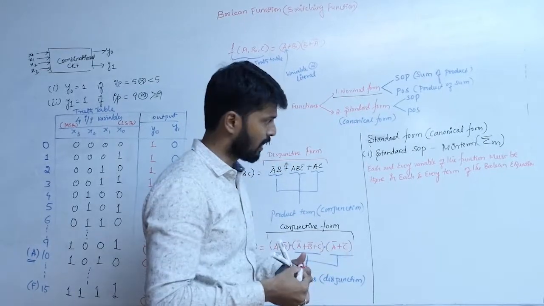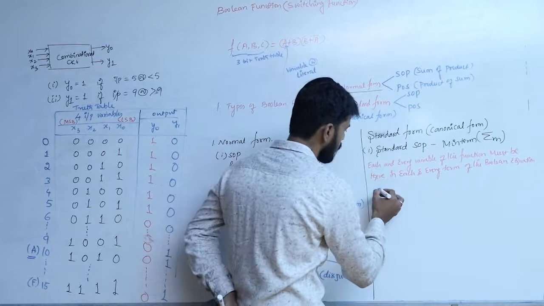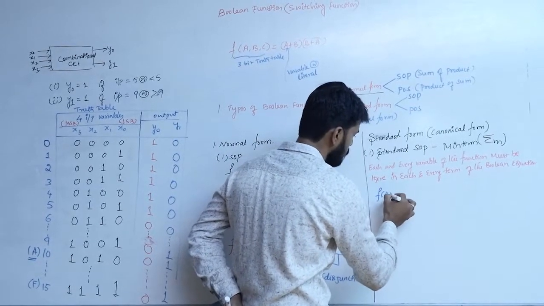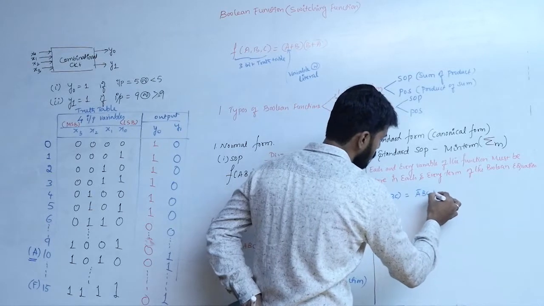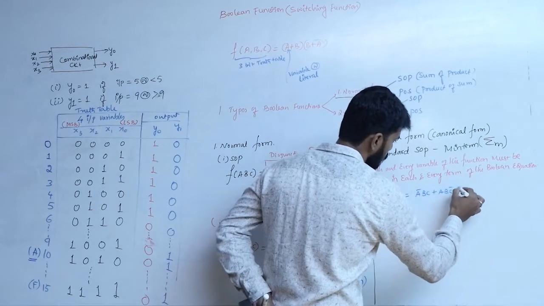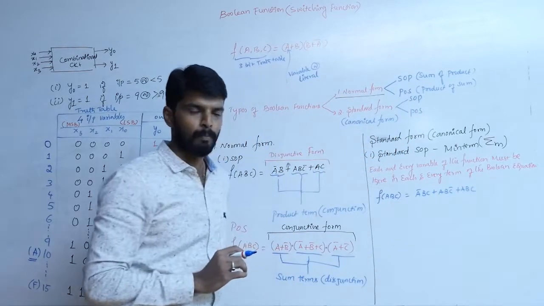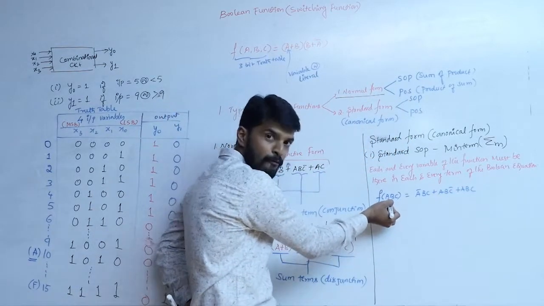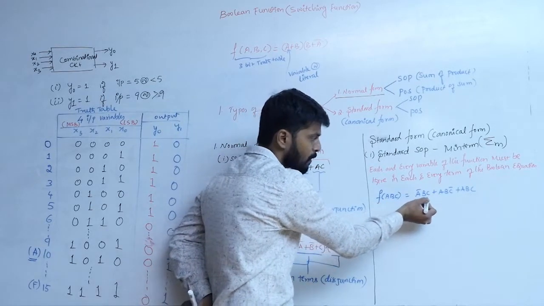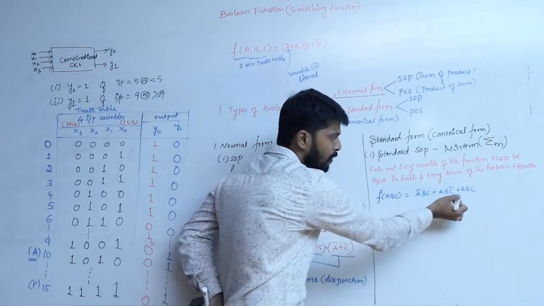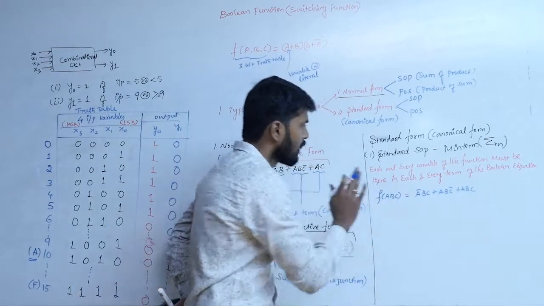So how to represent that? Now I will represent that. Say for example, f of a b c is equal to a bar b c plus a b c bar plus a b c. This is the standard SOP. I mean to say, each and every variable of the function must be present in each and every term of the Boolean equation. So this is the standard SOP.